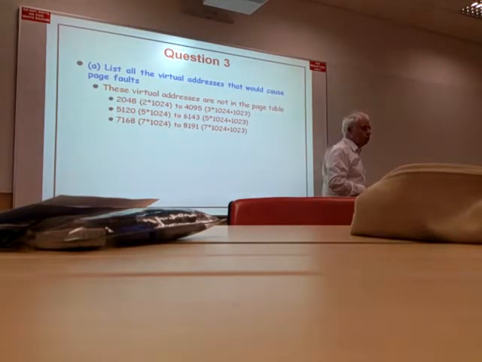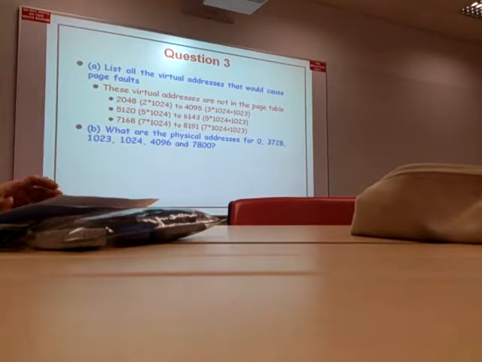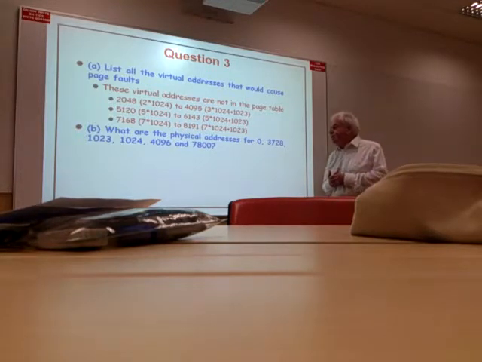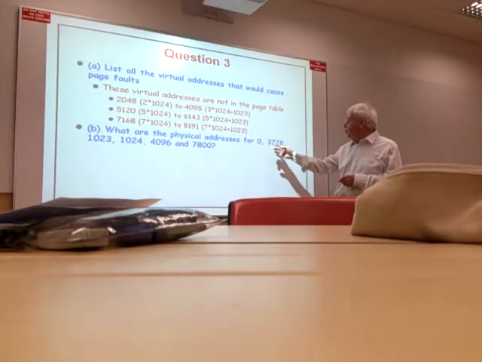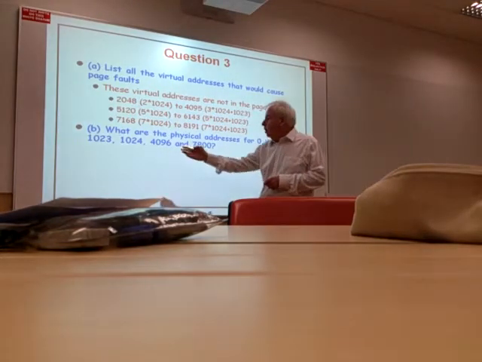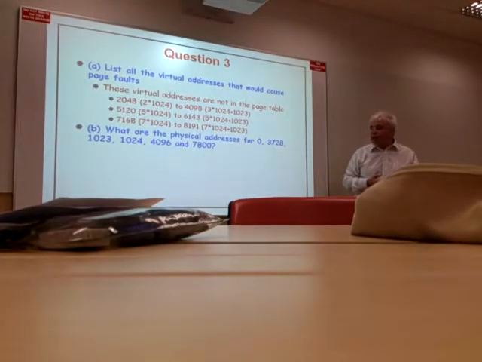So you must 3 times 1024 plus 1023 is the last number. And then we're asked, if we're given some virtual addresses, 0, 3728, and so on, what are the physical addresses?